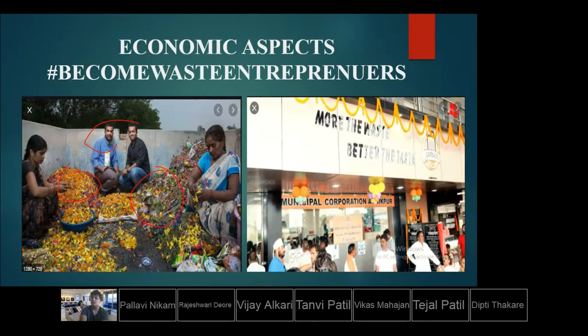Same thing in this picture. You can see, more the waste, better the taste. This is the first garbage cafe in India. It has come up in Ambikapur in Chhattisgarh. Based on the kilograms of waste that the rag pickers collect and deposit over here, they will get breakfast, lunch, and dinner. That is the garbage cafe.